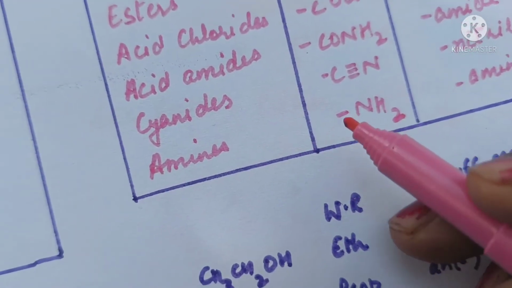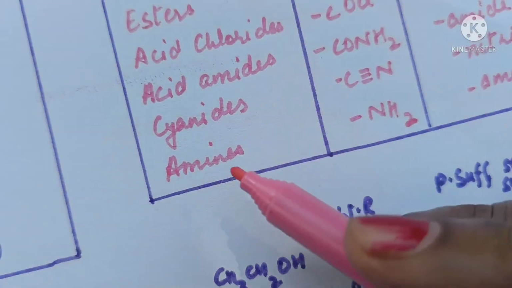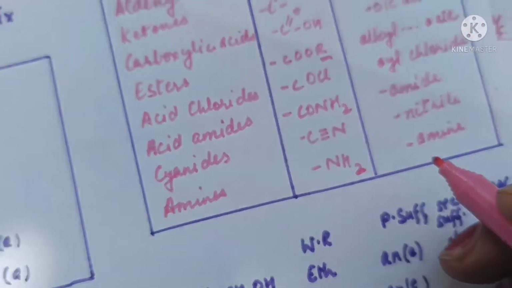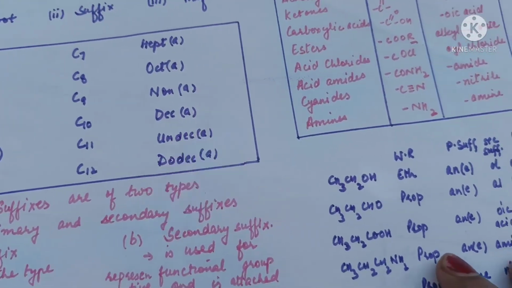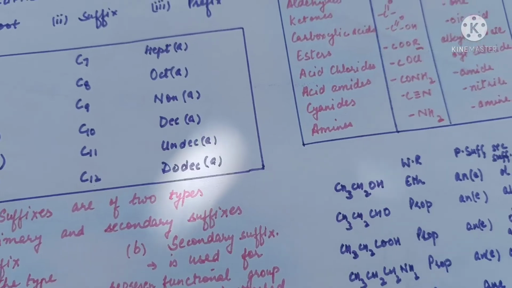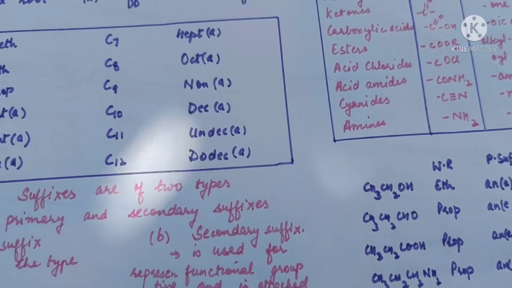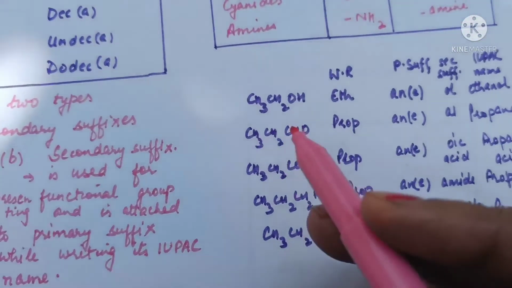Amines: a compound containing the functional group NH2 is an amine, and the suffix amine is added after the parent name in the IUPAC name. So for example, CH3NH2 will be called methane amine. Now let's take a few examples.